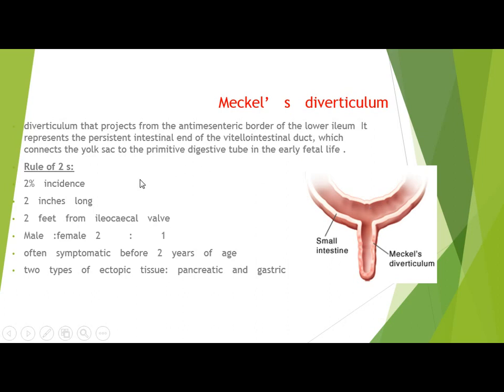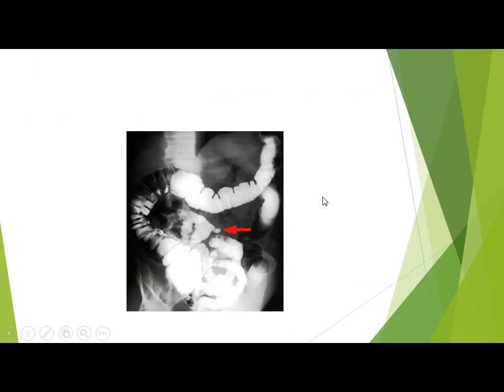It has a memory aid known as the rule of 2. Its incidence is about 2%. It is about 2 inches long and located 2 feet from the ileocecal valve, male to female 2-to-1 ratio, often symptomatic before 2 years of age, and contains two types of ectopic tissue, pancreatic and gastric. In this barium imaging, we see the area of Meckel diverticulum in the terminal ileum.